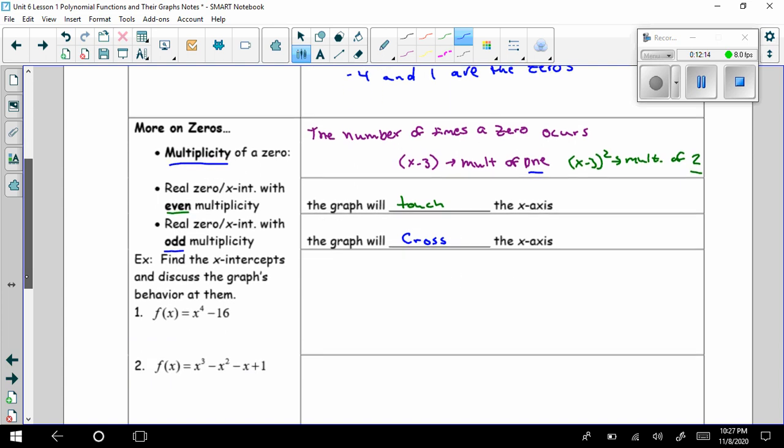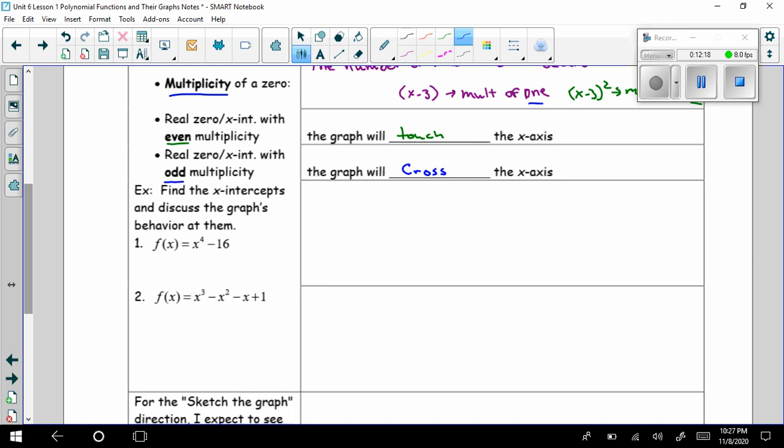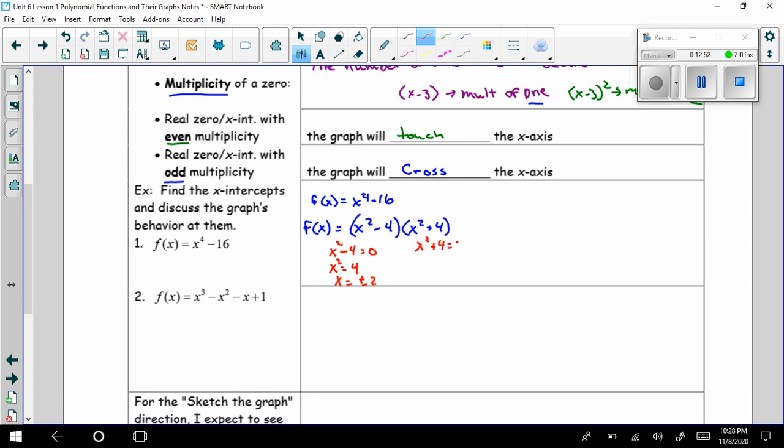Okay. So we can find the x-intercepts for these graphs and decide what will happen if we were to graph them. So for example, we have f of x is equal to x to the 4th minus 16. Go ahead and factor that. Okay, so factor down as a difference of 2 squares. This one could even factor further, but we can just use our square root properties to solve this. If x squared minus 4 is equal to 0, then x squared equals 4, and x equals plus or minus 2. Here, if x squared plus 4 is 0, then x squared equals negative 4. These answers are non-real. And so we're not really going to look at this one.